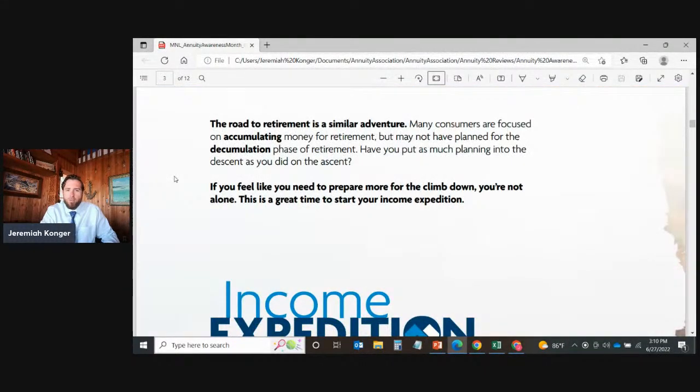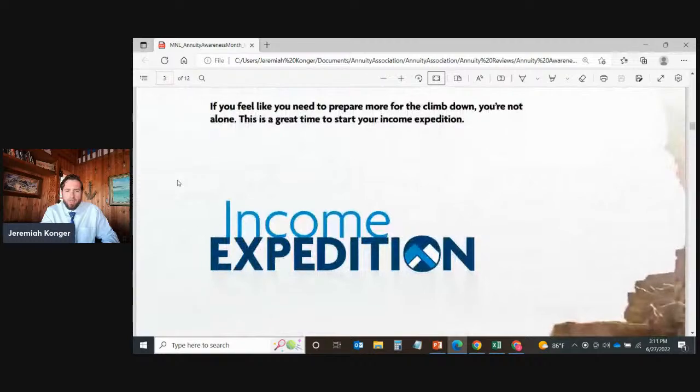The road to retirement is a similar adventure. Many consumers are focused on accumulating money for retirement, but may not have planned for the deaccumulation phase of retirement. Have you put as much planning into the descent as you did on the ascent? If you feel like you need to prepare more for the climb down, you're not alone. This is a great time to start your income expedition.